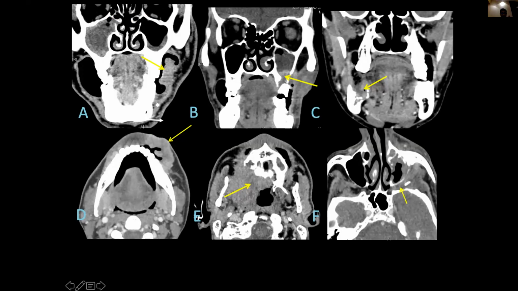This is an example of the mandible, which is eroded, and the inferior alveolar canal is also involved, and the skin is involved in this particular case. The skin involvement or the bone involvement becomes T4 disease.